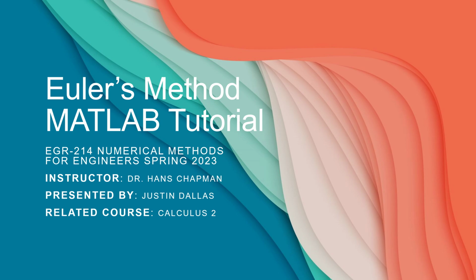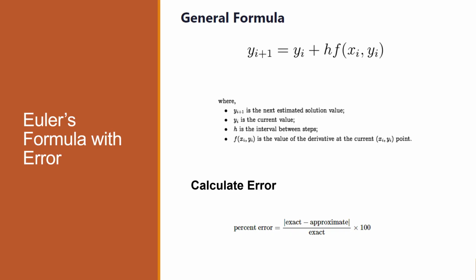This project is a MATLAB tutorial for Euler's method, and the related course is Calculus 2. The general formula for Euler's method is as follows: y_{i+1} equals y_i plus h times the derivative of the function at the points x_i, y_i.